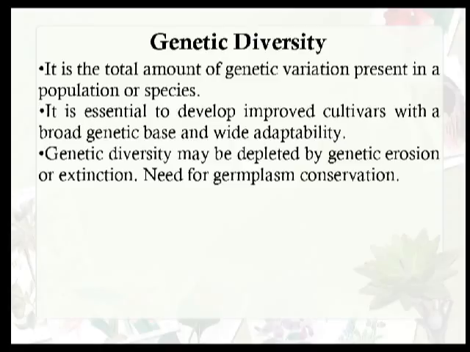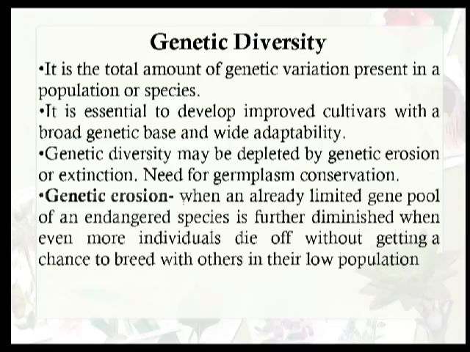Now what can be the threat to this genetic diversity? It is something called genetic erosion or extinction, and due to this we need to go for germplasm conservation. What is genetic erosion? See, in an already limited gene pool of an endangered species, if it does not get a chance to breed or to multiply, to reproduce, its population will be further diminished. So this process is called genetic erosion.